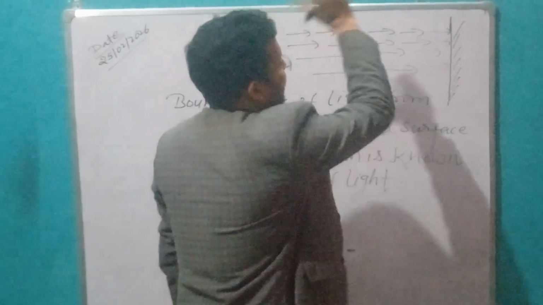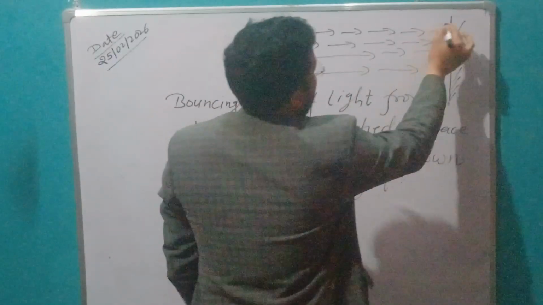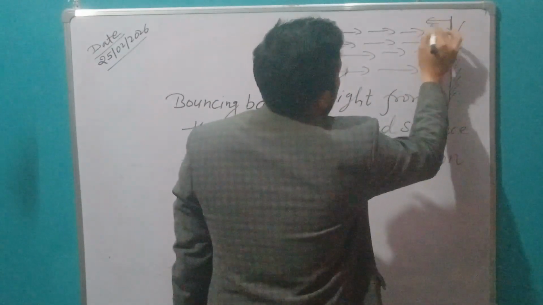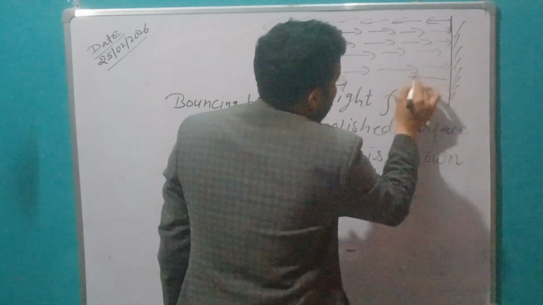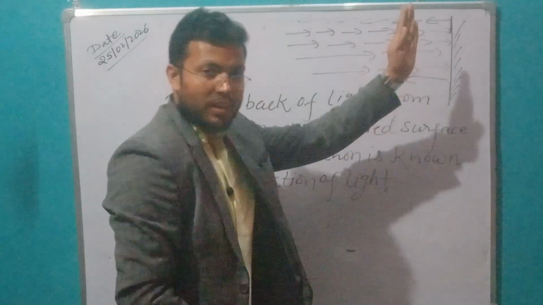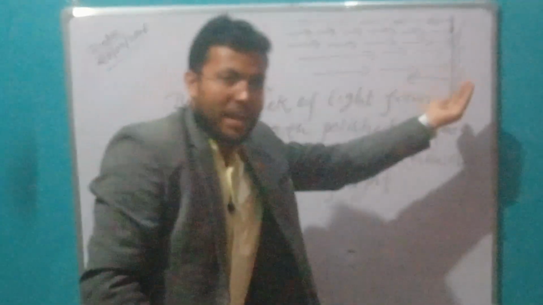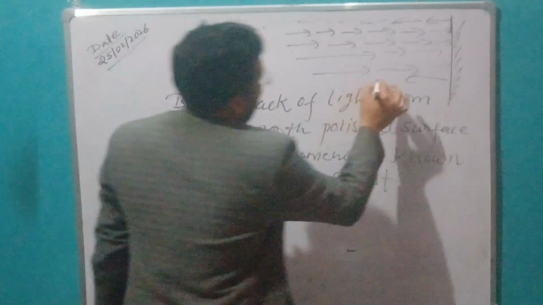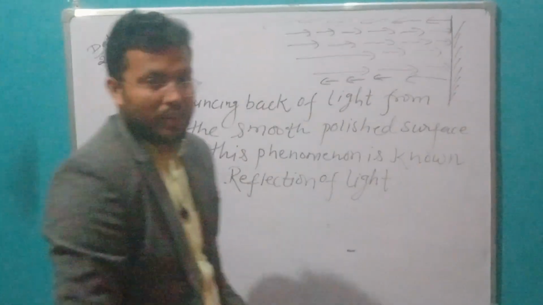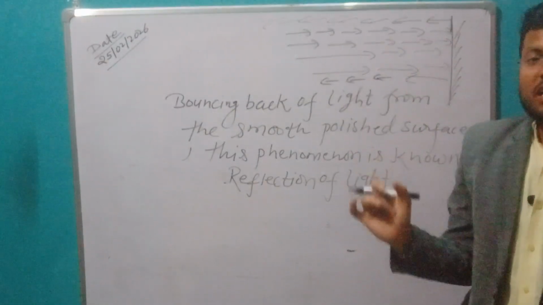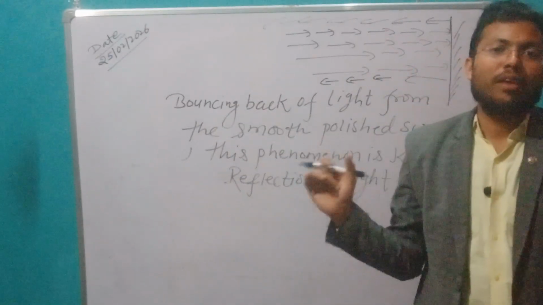Then the light strikes this surface. After that, it turns back. After the strike, it turns back. This is the striking of light on the surface, and then the surface returns the light back. The turning back of the light, the bouncing back of the light, is known as the reflection of light. The simple definition is the bouncing back of light from a smooth polished surface. This phenomenon is known as reflection of light.